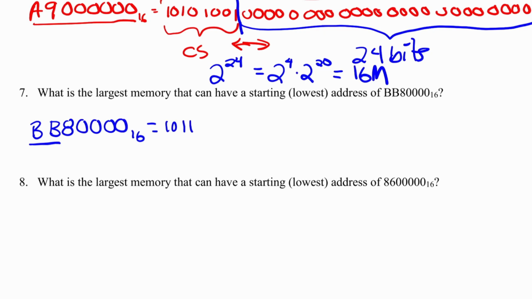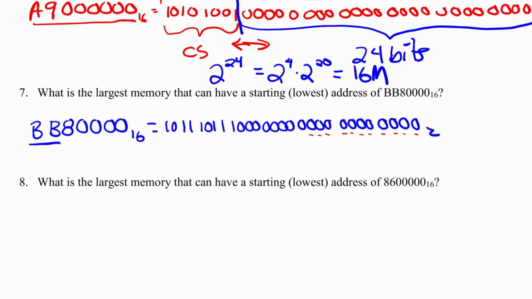B is 1011, and another B is 1011. And then we have 8, which is 1000, and then we have 4 nibbles of zeros. 1, 2, 3, 4. All right, so this gives us 1, 2, 3, 4, 5, 6, 7, 8, 9, 10, 11, 12, 13, 14, 15, 16, 17, 18, 19. So there are 19 address lines which could possibly be used as inputs for the address to the memory. So what's the size of the memory?